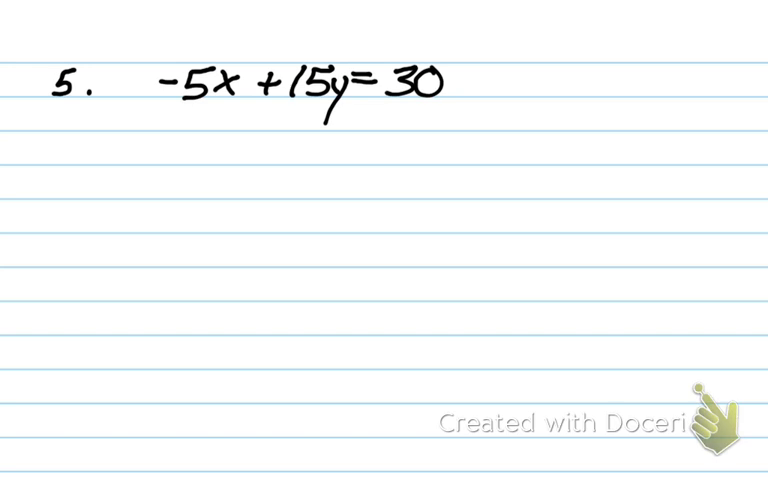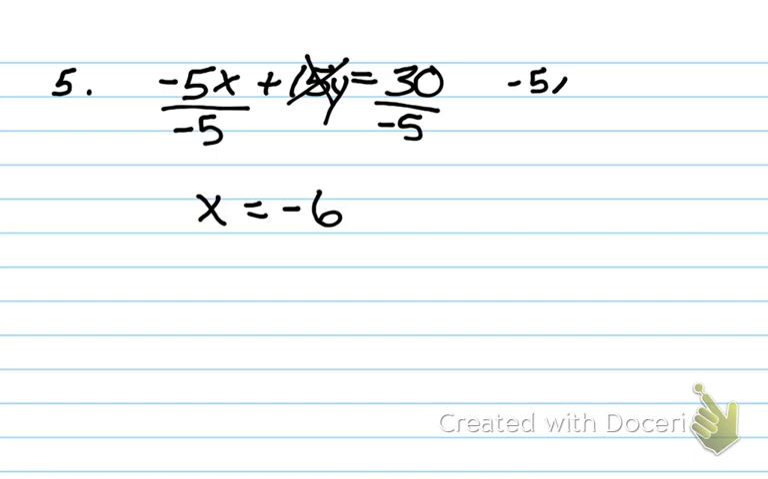Okay, if you're solving for x, what do you plug in for y? 0. So that cancels out 15y. You can just cross it out right there in the equation. So now what would you divide both sides by? Negative 5. So x equals what? Negative 6. Now rewrite your equation. Negative 5x plus 15y equals 30.